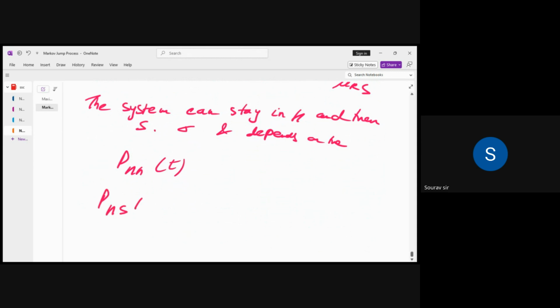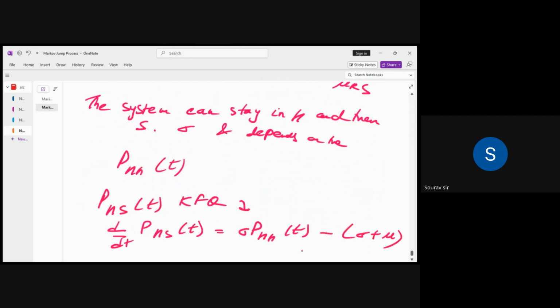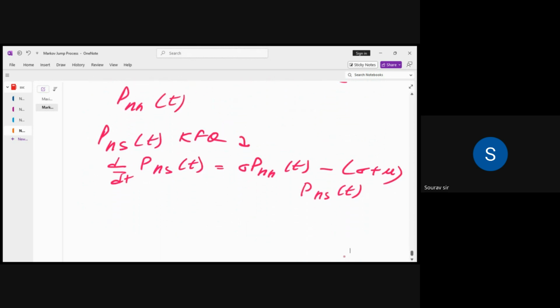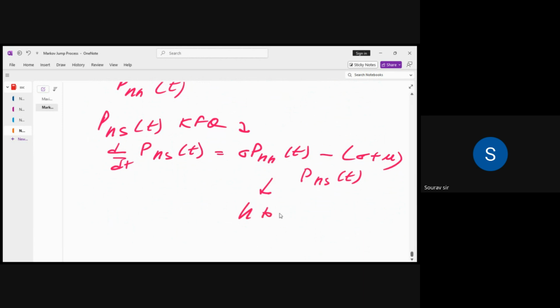So the Kolmogorov forward equation for PHST will be ddt of PHST is theta of PHHT minus theta plus mu PHST. Here, the first term is the probability gain from state H to S, and the second term is the probability loss due to individuals transitioning from S to other states.